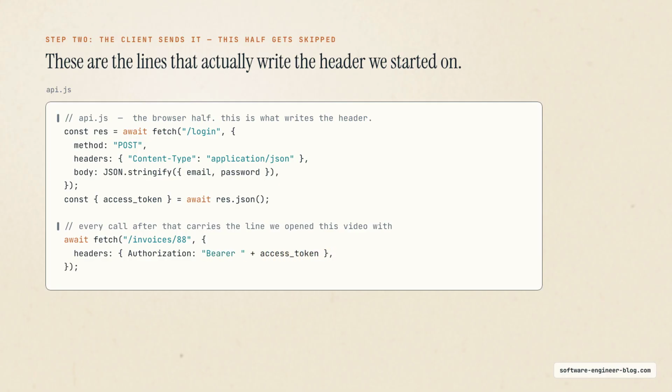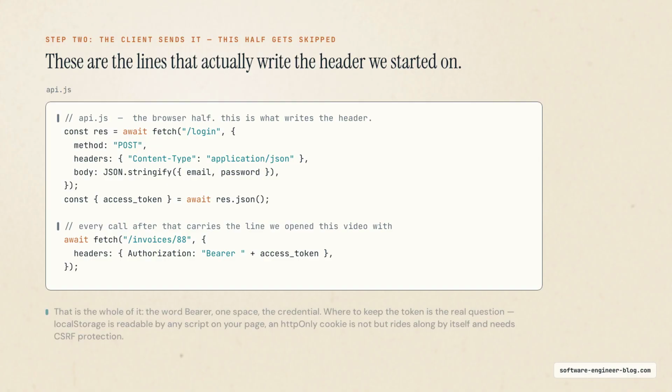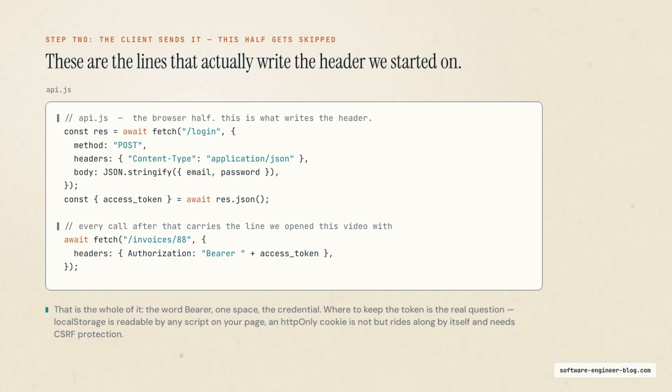One question is genuinely hard here. Where do you keep that token? Local storage is readable by any script that ends up on your page, which turns one scripting bug into a full account takeover. An HTTP-only cookie cannot be read by JavaScript, but it rides along automatically, so it needs cross-site request forgery protection. There is no free option.